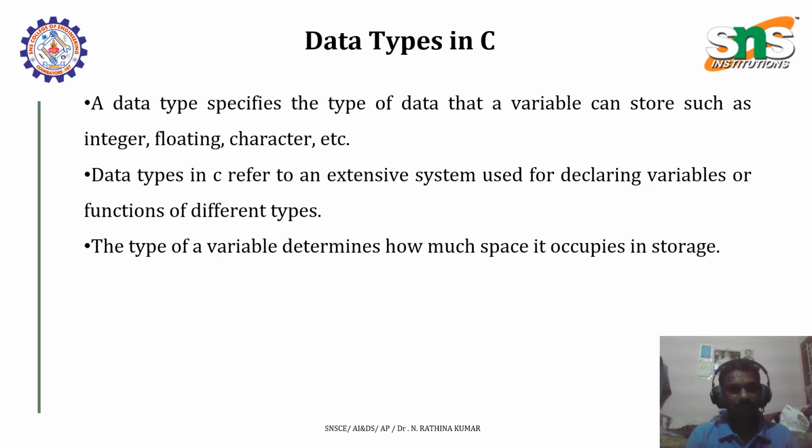Next we are going to see what is meant by data types. So we need to understand these 3 points. Then we'll see what different data types are available and we'll see everything later. The very first point is a data type specifies the type of data that a variable can store, such as integer, floating, character, etc. A data type in C refers to an extensive system used for declaring variables or functions of different types. The type of variable determines how much space it occupies in storage.